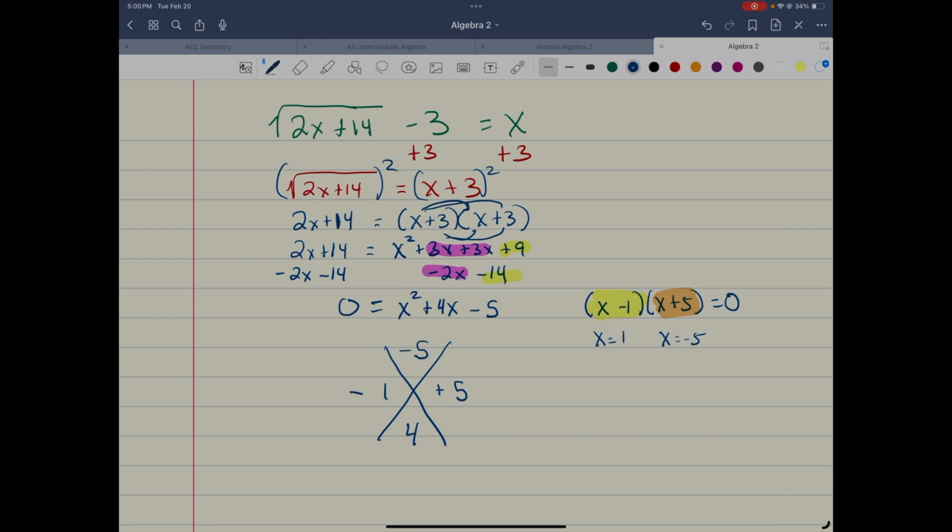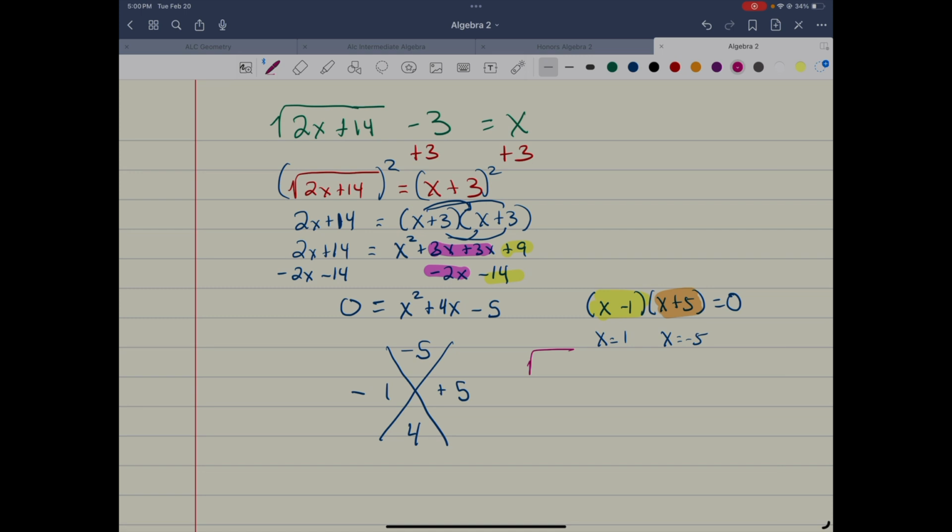So we're going to start with negative 1. I'll do that right over. We'll start with 1, I mean. So we've got the square root of 2 times 1 plus 14 minus 3. That has to equal 1. So 2 times 1 is 2. 2 plus 14 is 16. So that's the square root of 16. Square root of 16 is 4. 4 minus 3 does in fact equal 1. So 1 equals 1. So that works. So I know x is 1.